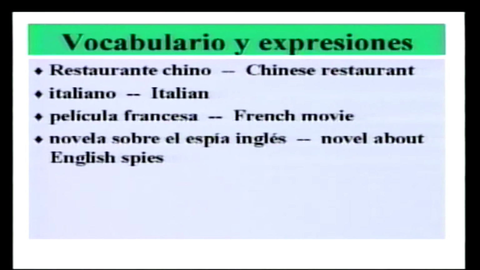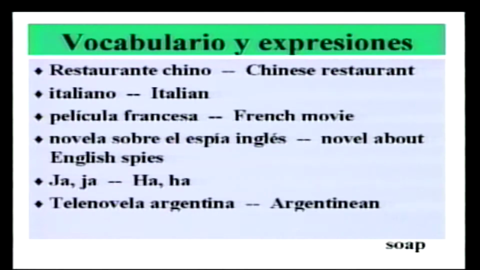Novela sobre el espía inglés. It's a novel about English spies. An example would be something like James Bond, 007. Ya. Well, in English we would see it, ha. Pero en español, ha. Telenovela argentina. Well, you know the word telenovela, soap opera. So this is an Argentinian soap opera.